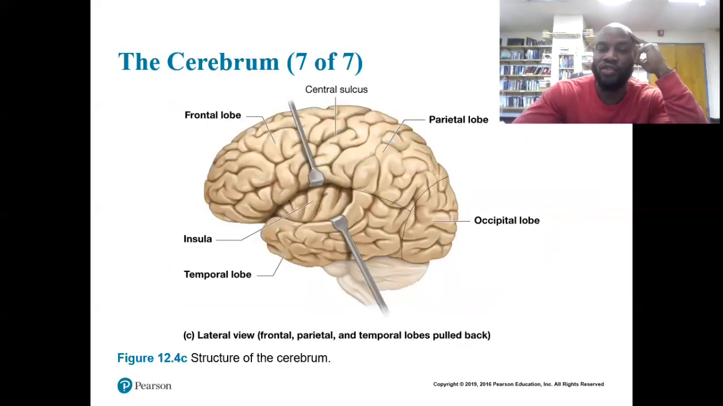All right, so now if you were to pull away at that lateral fissure, open up the brain, you would see what we call the insula, the fifth lobe of the brain, of the cerebrum. Sorry, not of the brain, specifically of the cerebrum.